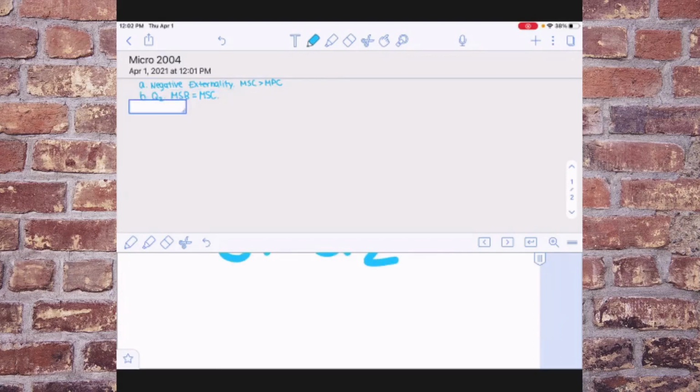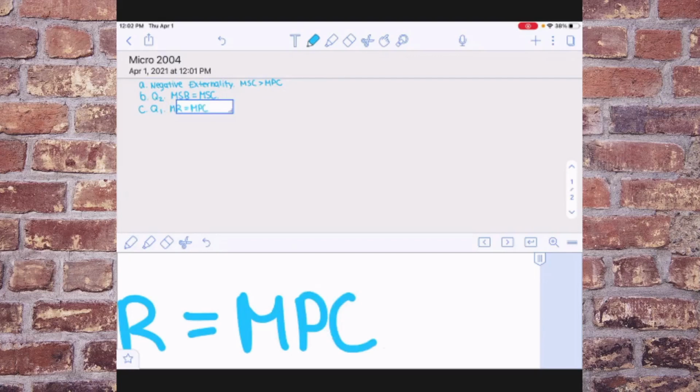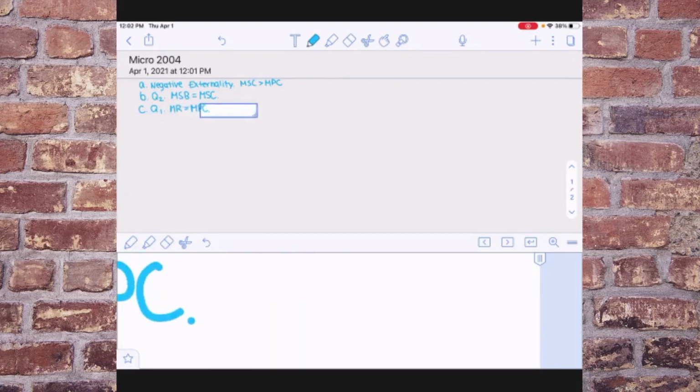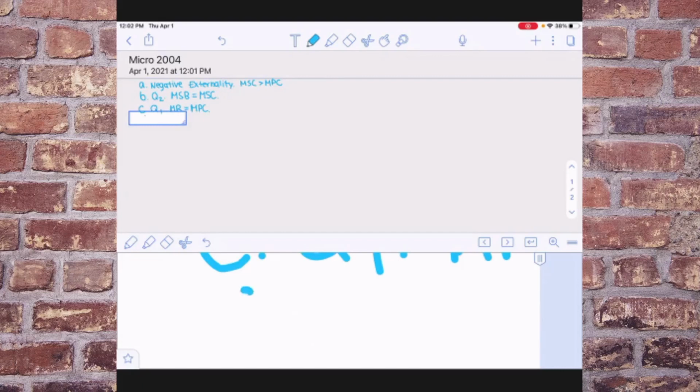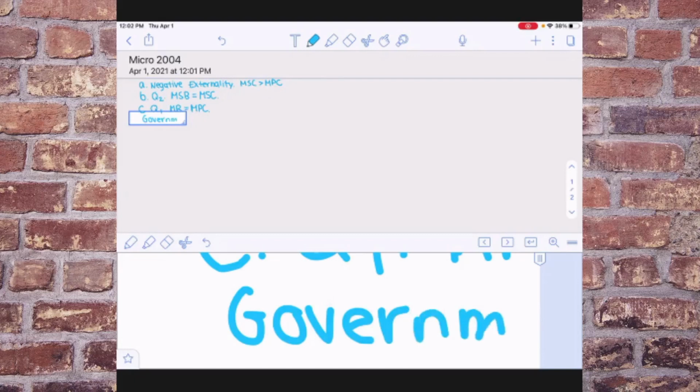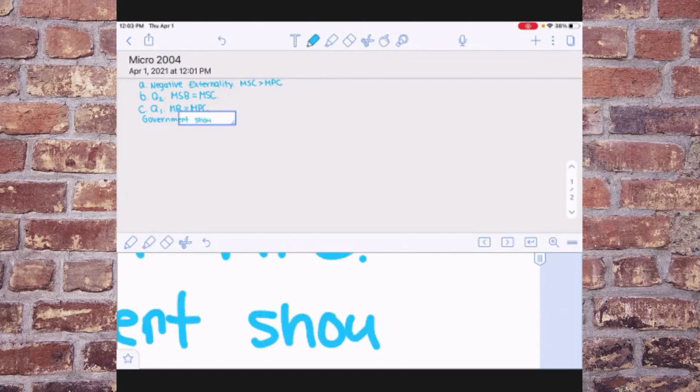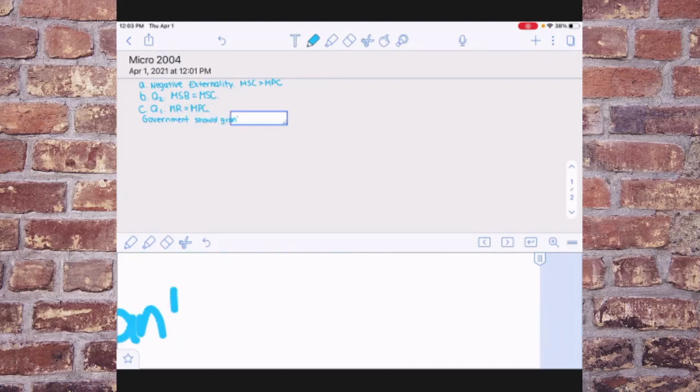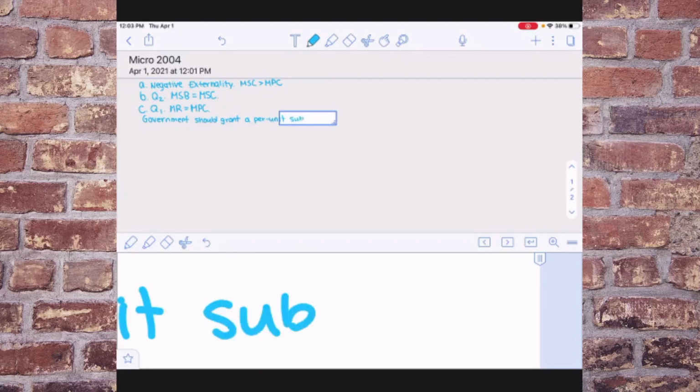Part C, Q1. MR is equal to MPC. Then we're going to go down a line, and we'll write, government should grant a per unit subsidy of $3.